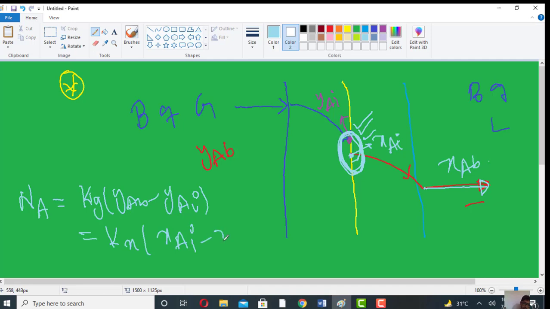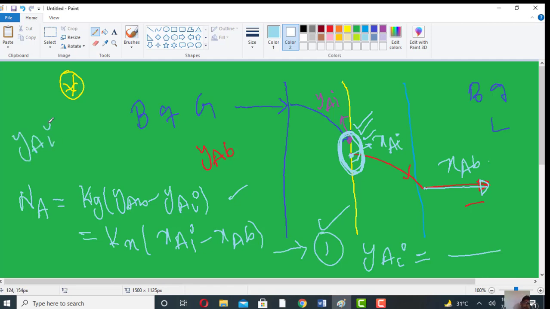(XAI minus XAB). Suppose this was equation 1. From this equation we obtained YAI by rearranging it. Similarly we find another equation, which was YAI as a function of XAI. XAB and YAB are usually obtained by measuring instrument, and KX and KY are usually given to us.